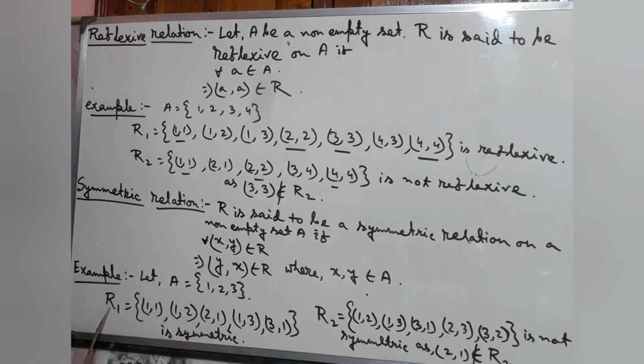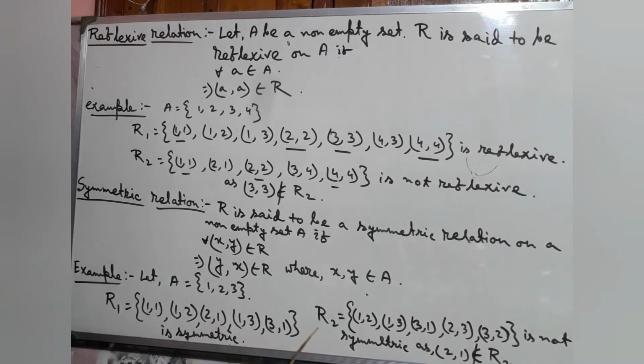And you see here in this given relation R1, (1,1), the reverse of (1,1), also (1,1), is present in it. (1,2), the reverse of it, (2,1), lies in this relation. (1,3), the reverse of it, (3,1), is also lying in this relation. So, ultimately R1 is symmetric.